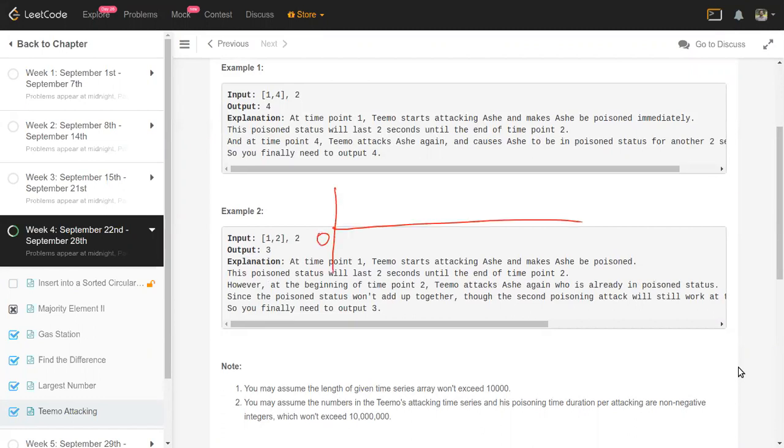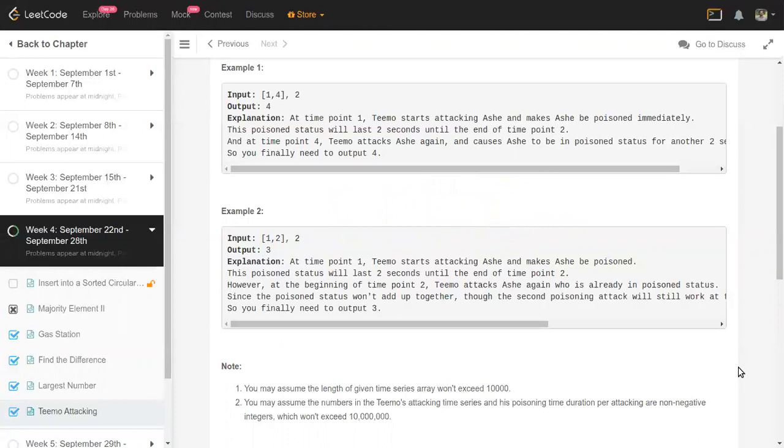At time 0, there is nothing. At time 1, Ash is poisoned, from 1 to the beginning of 3. At time 2, Ash is poisoned again and it goes till the 4th unit. So the total duration Ash was poisoned is not 4, it is only 3, because there is an overlapping period. When there is overlapping, you just consider that as Ash being poisoned. There is nothing called double poisoning. So that is the scenario here.